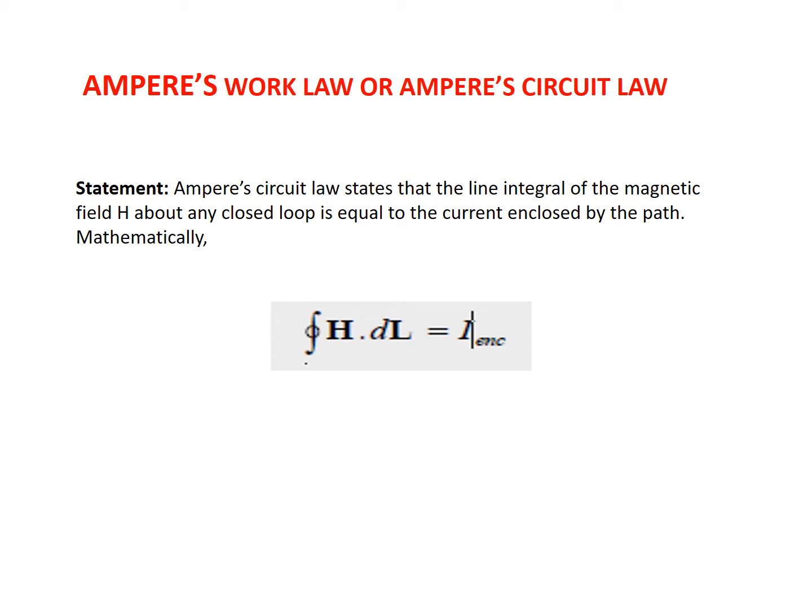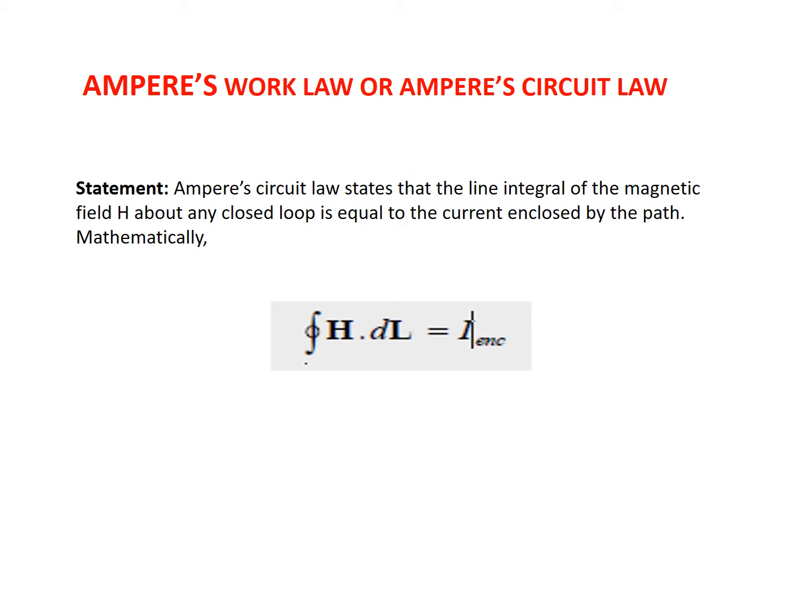About Ampere circuit law in magnetostatics. In general, to find the electric field intensity E bar, you can use Gauss law. Similarly, to find the magnetic field intensity H bar, you can use the Ampere circuit law, or Ampere's work law.